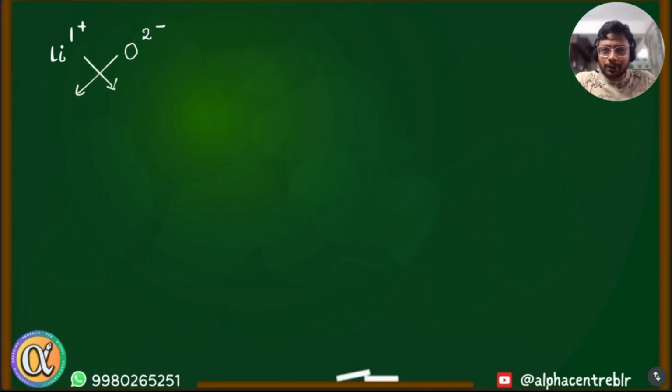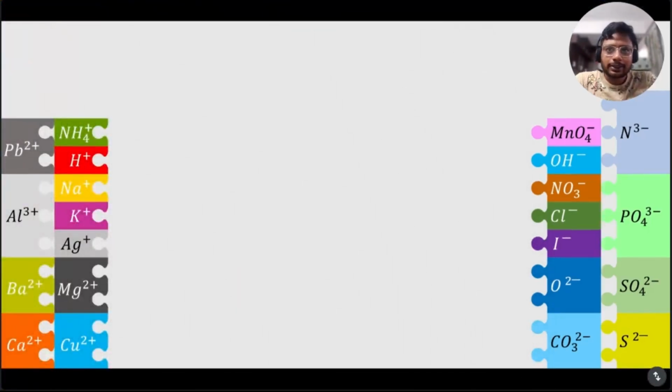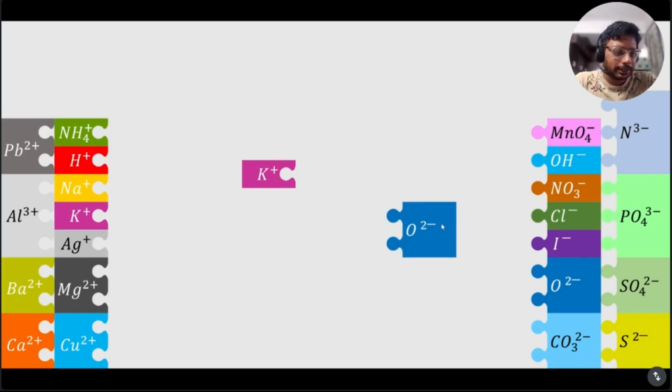So this number two comes here. So it becomes Li2, and O gets one, logically. Okay, here in this we don't have lithium, so we'll just bring another element with plus one charge. So let's bring potassium. From the other side, we bring oxygen.